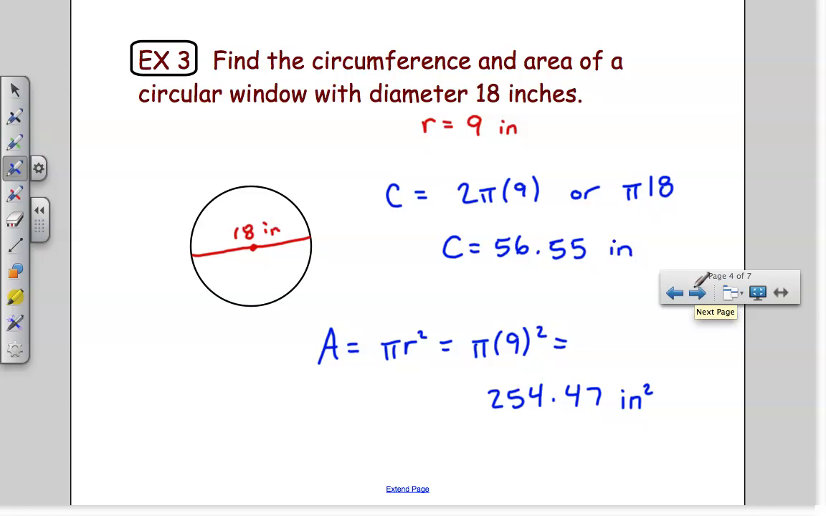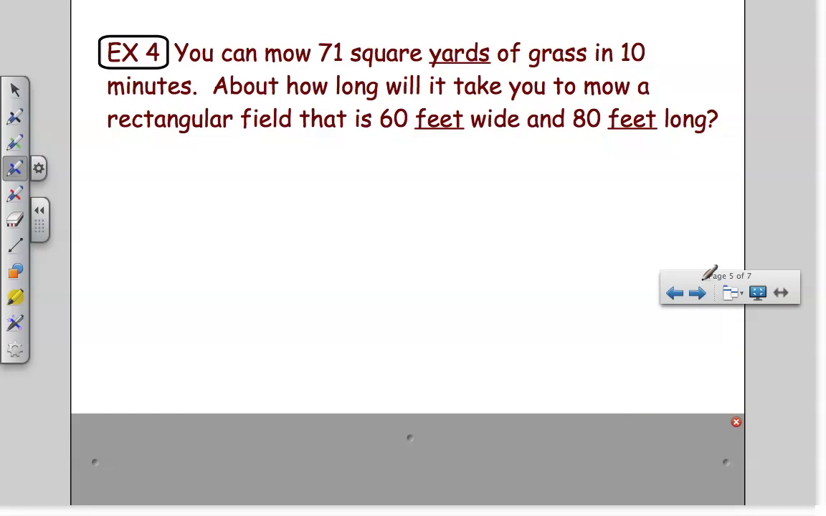So we did an example of rectangle, square, and circle here. Let's do the trickiest example of today. You can mow 71 square yards. Notice I underline it, so this is important. You can mow 71 square yards of grass in 10 minutes. About how long will it take you to mow a rectangular field that is 60 feet wide and 80 feet long? Notice we have a discrepancy here between the units. We're going to have to take care of that.